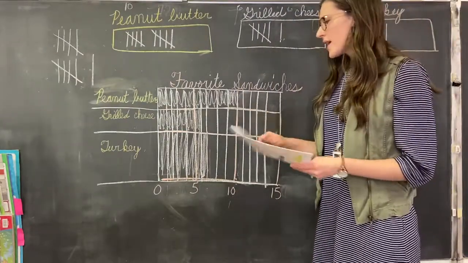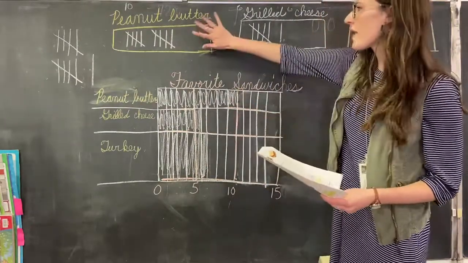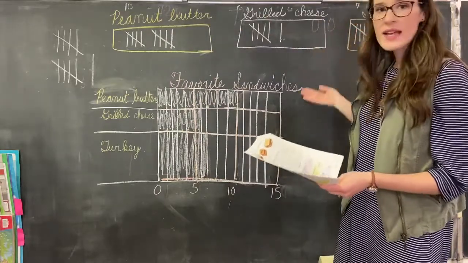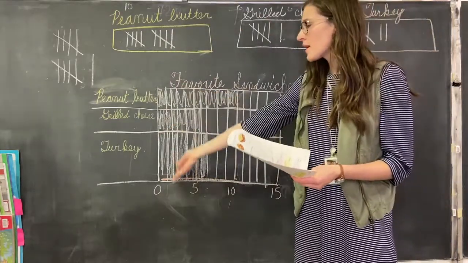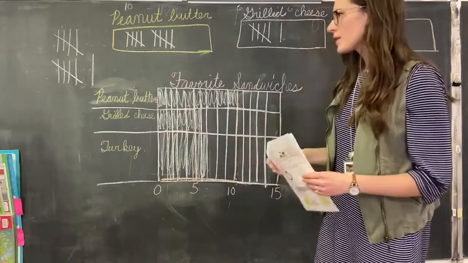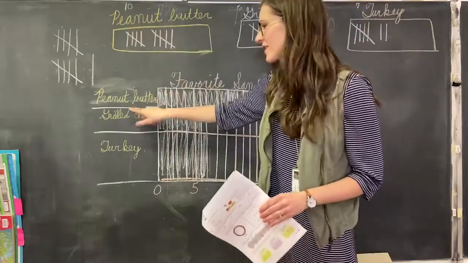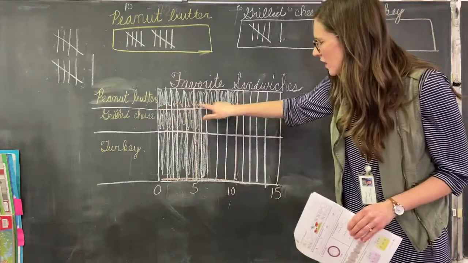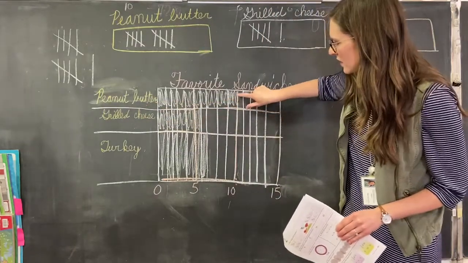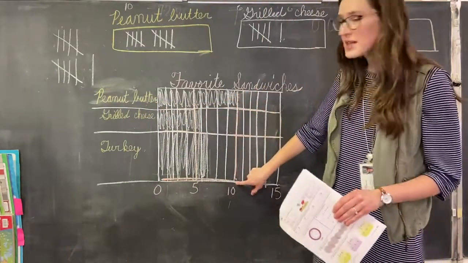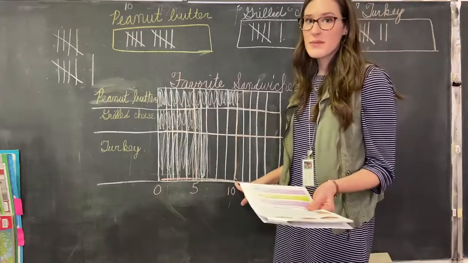All right, so if we looked at this graph without having this information up here, we could now tell which sandwiches were the students' favorite. I could look, don't look up here, just look down here. Peanut butter. I would go all the way over to where my color stops, and it stops right here on this line. I would go down, oh, 10. 10 students chose peanut butter as their favorite.